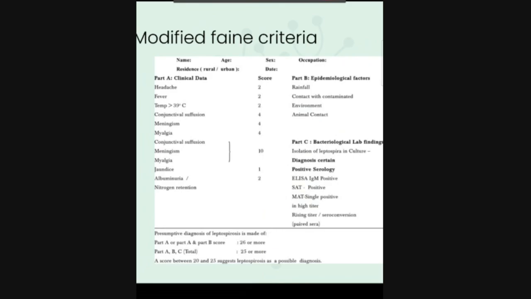The presumptive diagnosis of leptospirosis will be made when part A, or part A and B together, carries 26 points or more, or in total A, B, and C together carry 25 or more. That is presumptive. Possible leptospirosis is when the score is between 20 and 25. Remember that the modified Faine's criteria is for leptospirosis. Leptospira are very sensitive to penicillins.